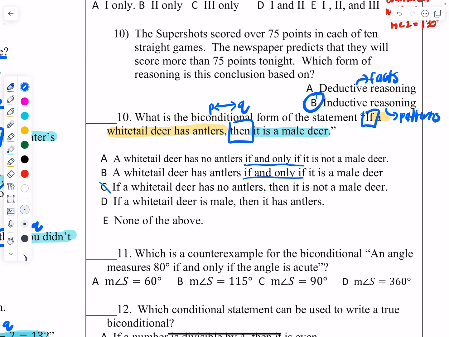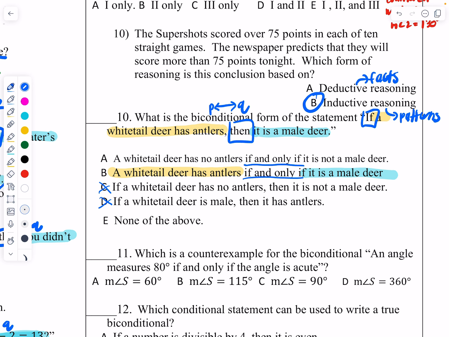So it's not these because these start with the word if. So it should say a white-tailed deer has no antlers if and only if it is not a male deer. So they added the word not, so that's not going to be our biconditional. We want to leave everything how it is. So like leave yellow where it's at, leave blue where it's at, and put the words if and only if in between. And so what would be our biconditional? A white-tailed deer has antlers if and only if it is a male.